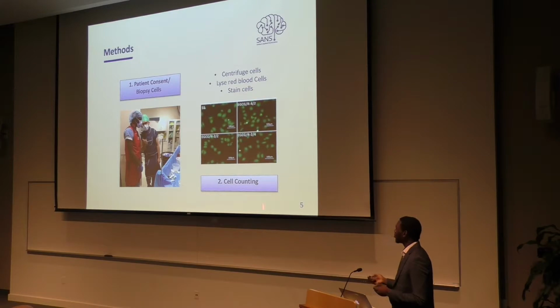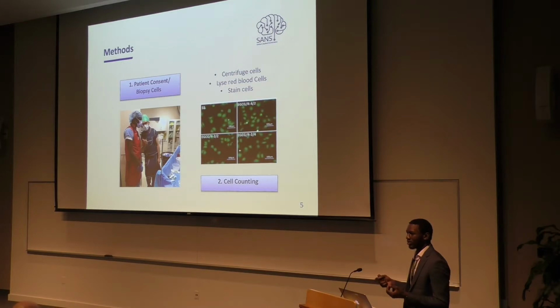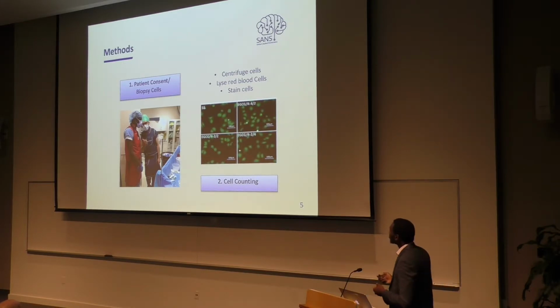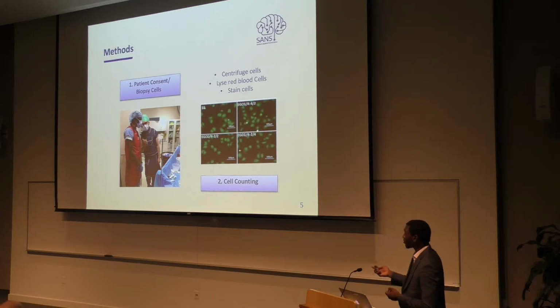And then after, we move on to cell counting, in which we will have to centrifuge the cells, get them down to a pellet, and then add a buffer in order to lyse the red blood cells, because the only cells that we're really looking for are endothelial cells. We will then stain the cells, which will allow us to count them, and then we will move on to flow cytometry.